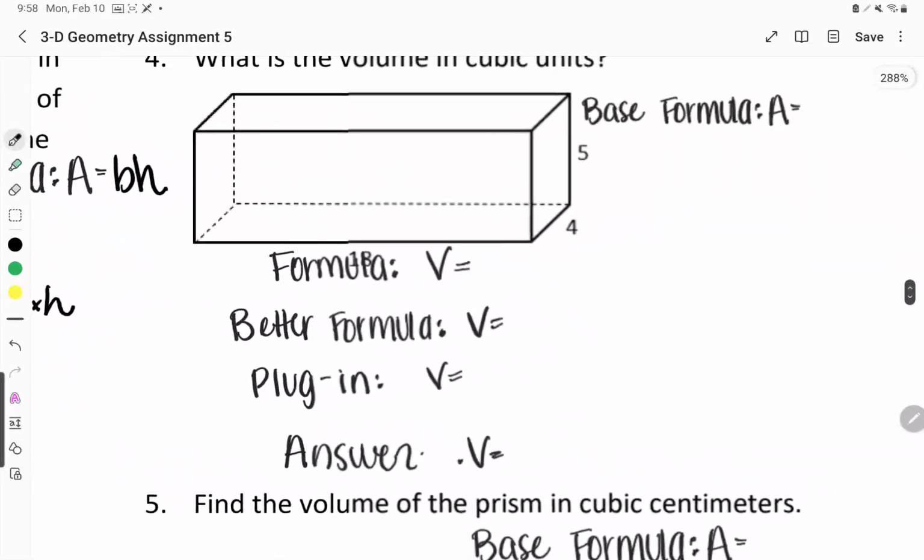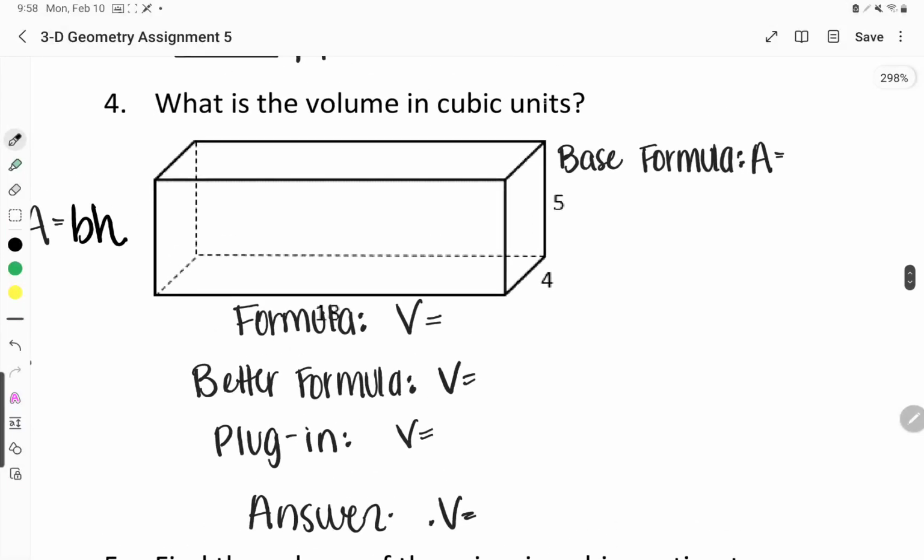Let's move on to the next one. It wants to know what is the volume in cubic inches. Well, this is a rectangular prism.